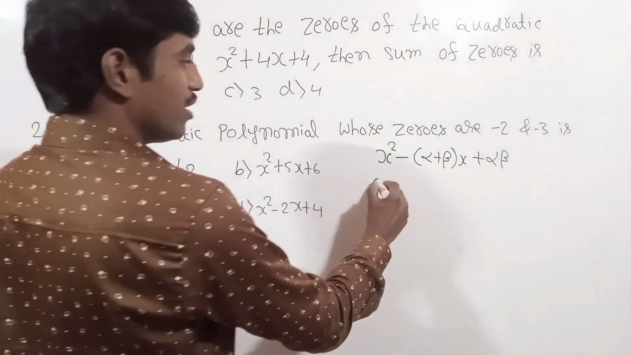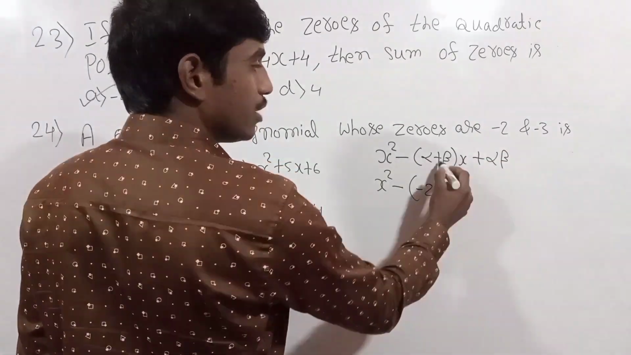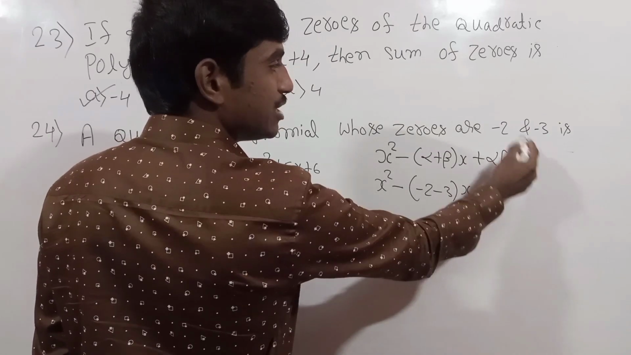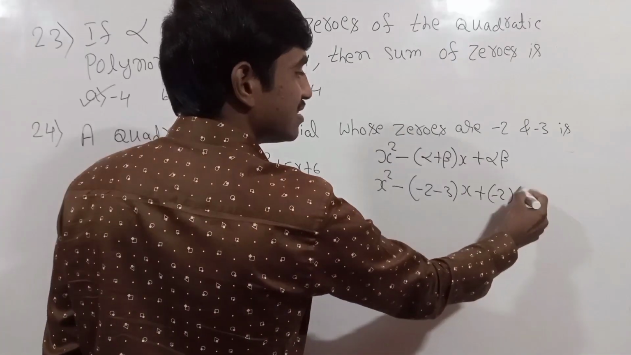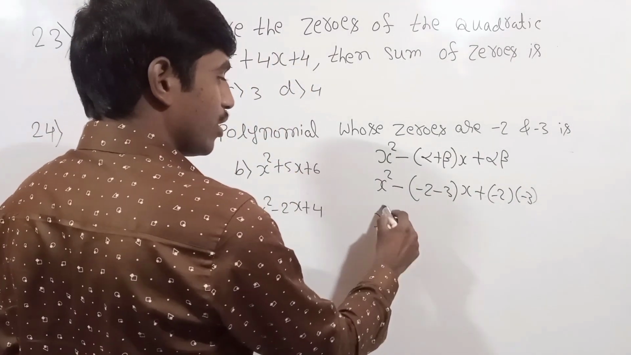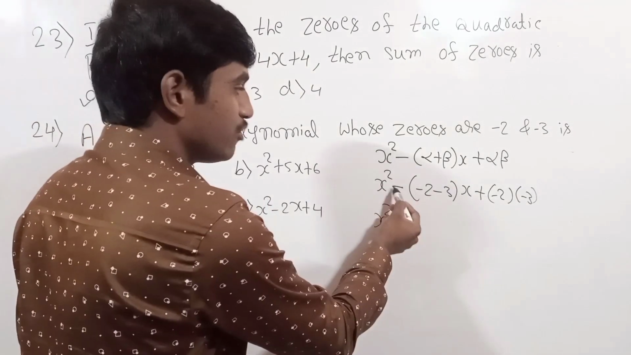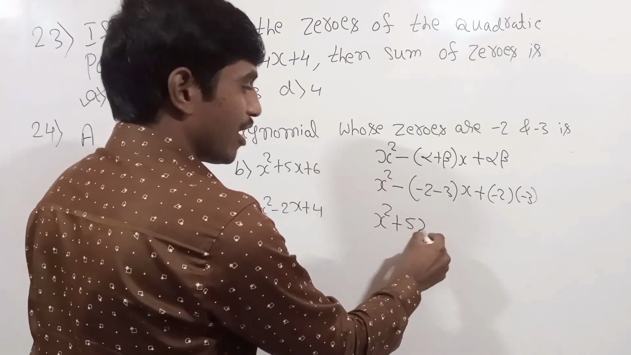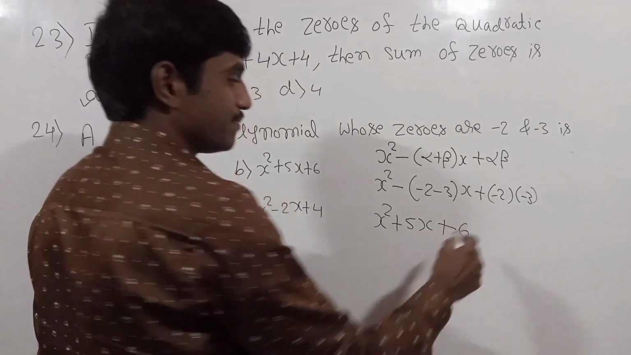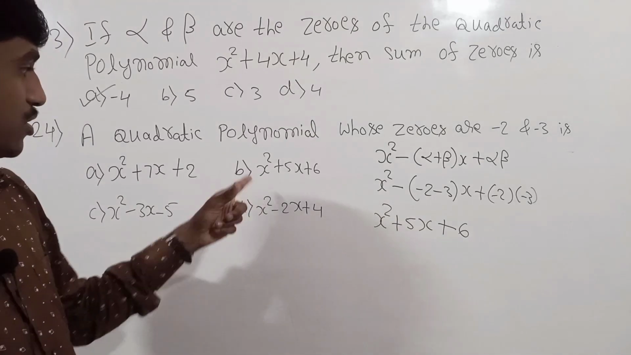That is, x square minus (alpha is -2, beta is -3) so -2 -3 into x plus alpha beta. Alpha beta is -2 into -3. So when we solve this, we'll easily get the quadratic polynomial. That is, x square minus (-2 -3 is -5), -5 into minus is +5, so 5x, and minus into minus is plus 6. So the quadratic polynomial is x square plus 5x plus 6, which is option B.